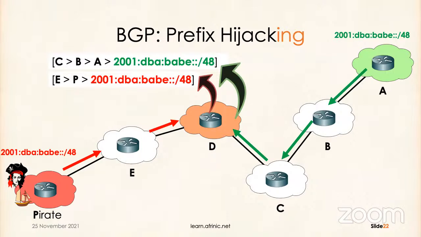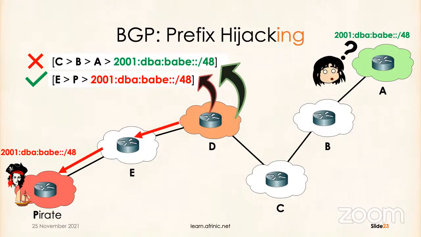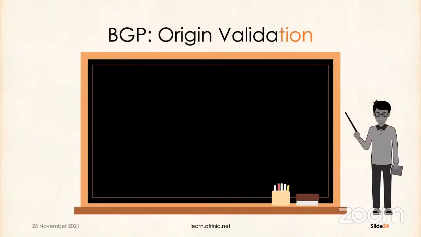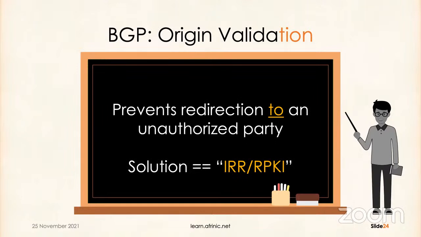Now, all things being equal in the BGP path selection process in the BGP table, the one from the pirate AS will be selected because it has the shorter AS path. And subsequently, D starts forwarding traffic to the pirate AS instead of A. So how do you prevent this? Origin validation. We want to be sure that the prefix announced came from the actual AS that owns that prefix. There are two solutions: the Internet Routing Registry and Resource Public Key Infrastructure.